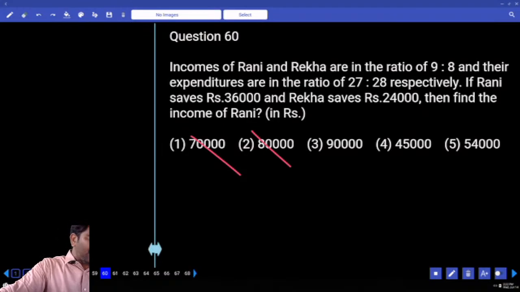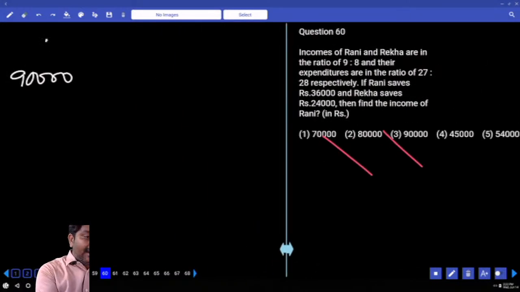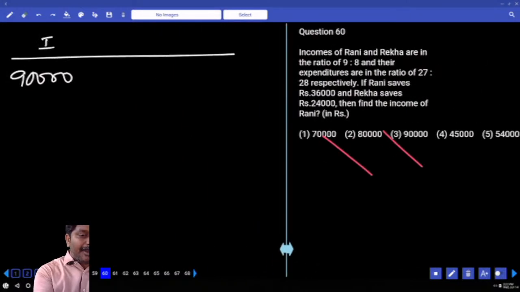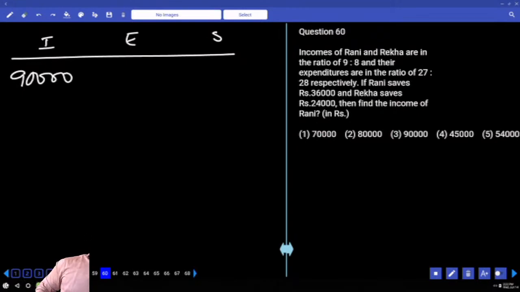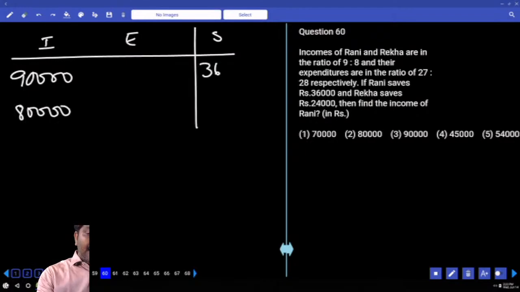90,000. Shall we? Right. So you know that 90,000 is income, which is equal to how many parts? 9 parts. What is the income of the other guy? If 9 parts is 90,000, 8 parts must be 80,000 only. And you know savings, which are 36,000 and 24,000, correct?